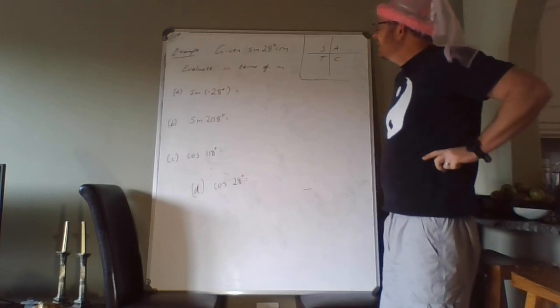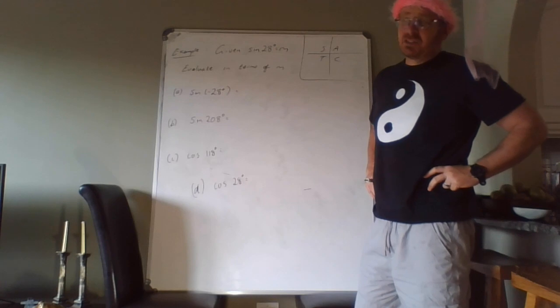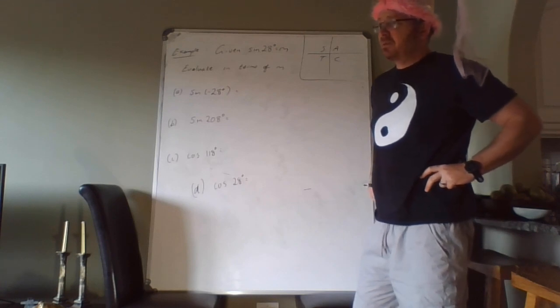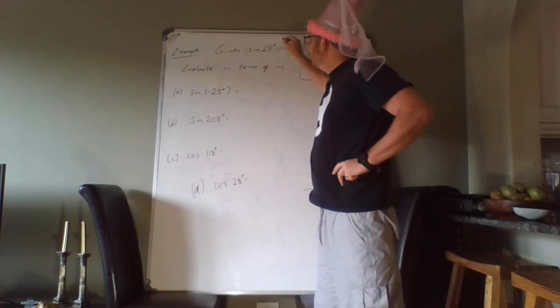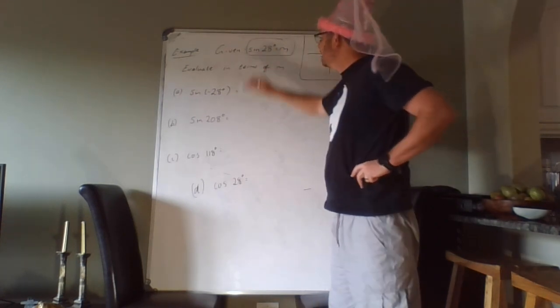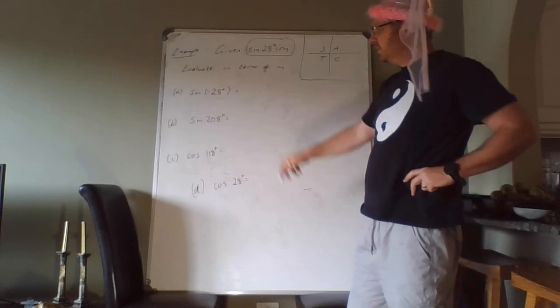Right, so another common type of example is this, which is really under reduction formula, not special angles. I forgot to do it, sorry about that. And it's questions of this nature. So given, you're told that sine of 28 degrees is equal to m, evaluate in terms of m, and they give you a whole lot of things over there.